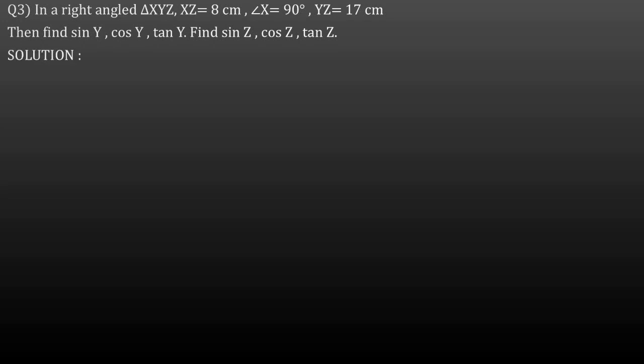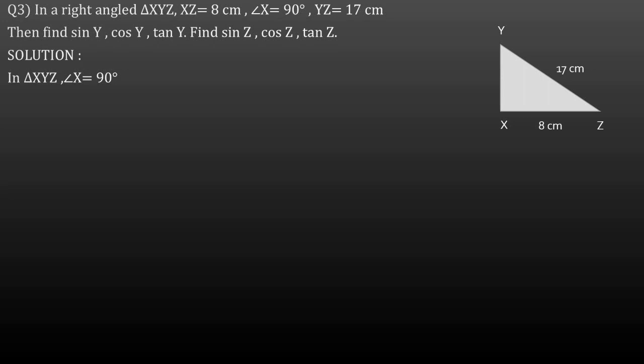Before solving, as usual, we have to draw a right angle triangle, name it XYZ, write the values which are given in the question. XZ is equal to 8 cm, YZ is equal to 17 cm. Before we find the remaining trigonometric ratios, first we need to find the third side of this right angle triangle. So in order to find the third side, we are going to use Pythagoras theorem here.